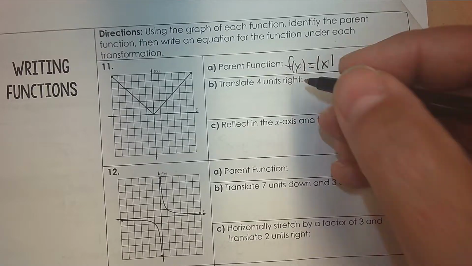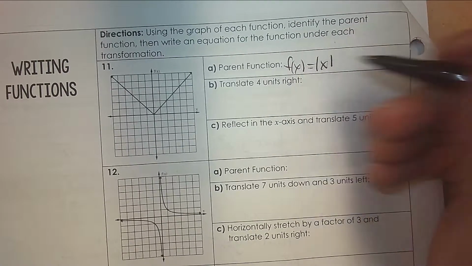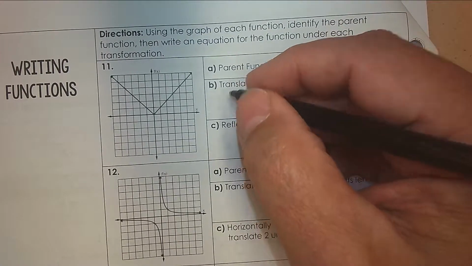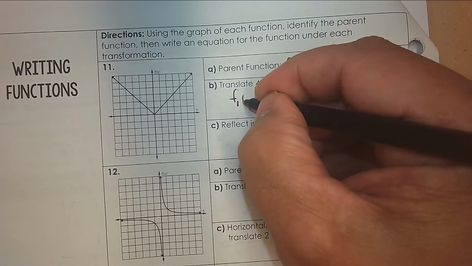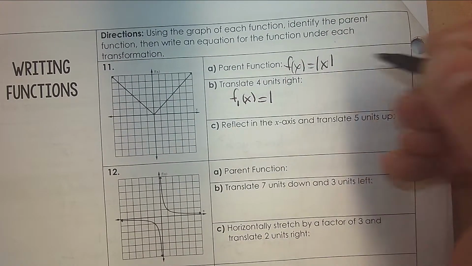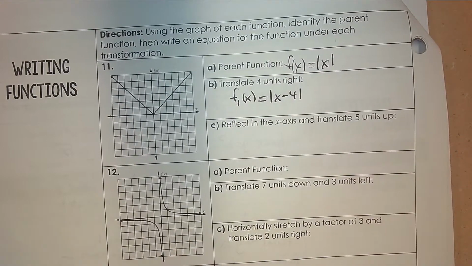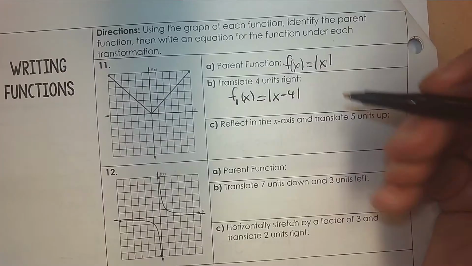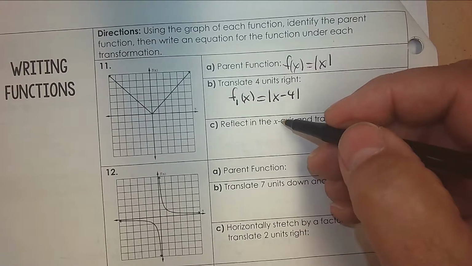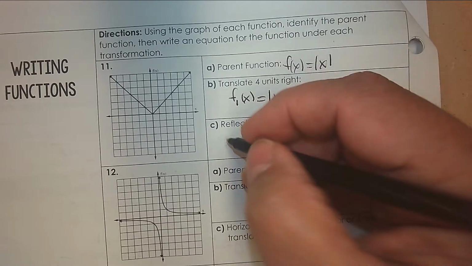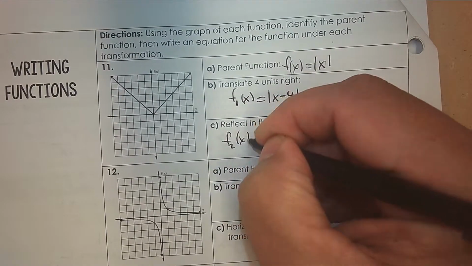If you're going to translate it to the right, is that inside or outside? So I'm going to rename this with a 1. And if it's going inside, it's actually going to subtract because it's the opposite direction. If it reflects on the x-axis, that's outside.